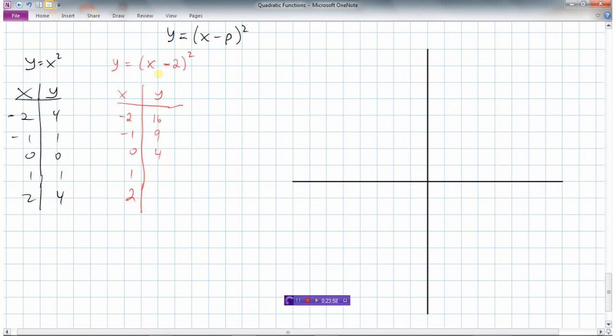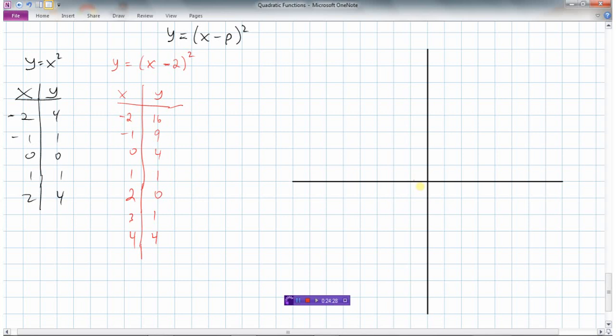1 for x. 1 minus 2 is minus 1. Squared is 1. Putting in a 2. 2 minus 2 is 0. 0 squared is 0. And I'm actually going to do a couple more here. I'm going to put in a 3. 3 minus 2 is 1. 1 squared is 1. And put in a 4. 4 minus 2 is 2. 2 squared is 4. Okay, so minus 2, 16, I'm not even going to be able to draw because it's way off the screen here.